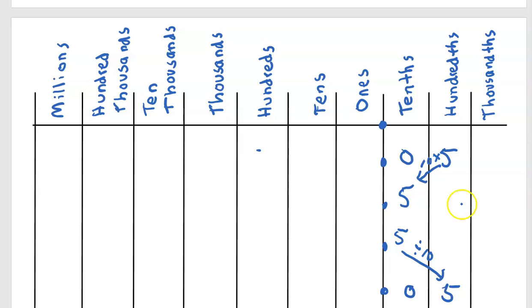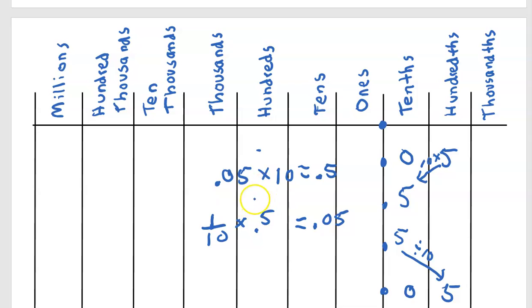Okay. So how do these things relate? Here's what we're saying. 5/100 times 10 is 5/10. Or 5/10 is 10 times this amount. Okay? 5/100 is 1/10 as large as 5/10. And don't let this confuse you. 1/10 times something is the same as, it's probably easier just to think of it as 5/10 divided by 10 equals.